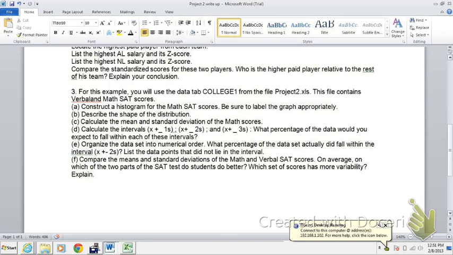Okay, so I'm going to highlight, it says to open the data tab, College 1, which we did, and construct a histogram for the math SAT scores. And then it says describe, and part B, describe the shape of the distribution. So let's just go ahead and knock out part A and B here in one shot.